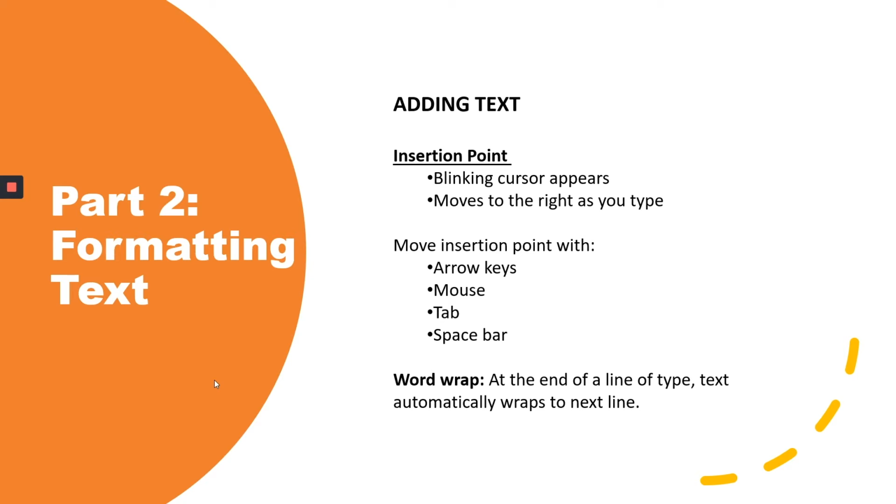To insert new text into a Word document, position the mouse pointer. It should look like an I-beam shape, where you want to insert your text, and click to move the blinking cursor there. You can also move the blinking cursor into position using the arrow keys on your keyboard.